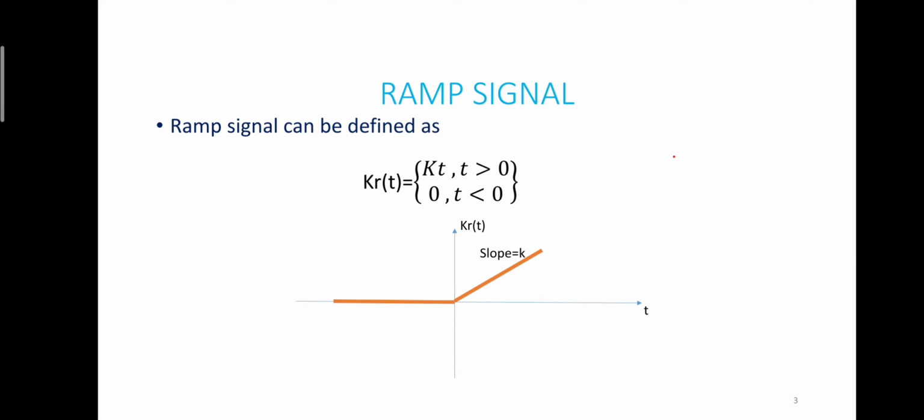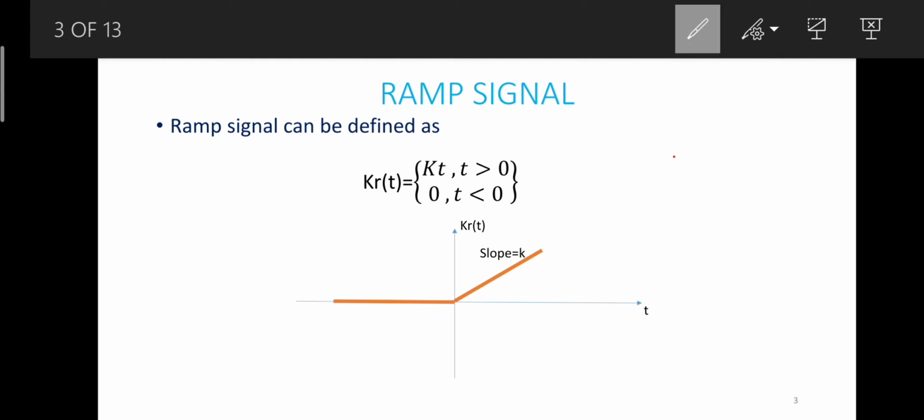Ramp signal. A ramp signal can be defined as K into r of t is equal to Kt for t greater than 0 and 0 for t less than 0. That is, for positive time it is Kt and for negative time it is 0. Here the Kt is in the form of the straight line equation y equal to mx plus c. So let's check the graph of ramp signal.